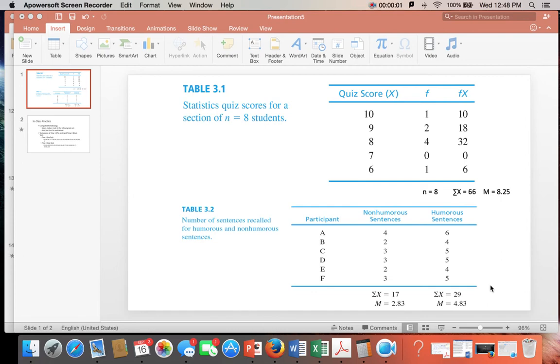Hello everyone. This is just a very quick information session on how to solve the problems that I had given out in the lecture for this week for Module 3. In the first example that I had given you all, I had given you this particular table, the one that says Table 3.1, Statistics Quiz for a section of 8 students.